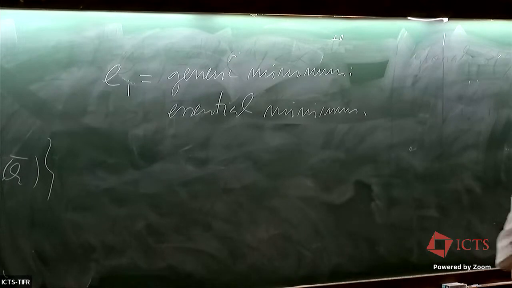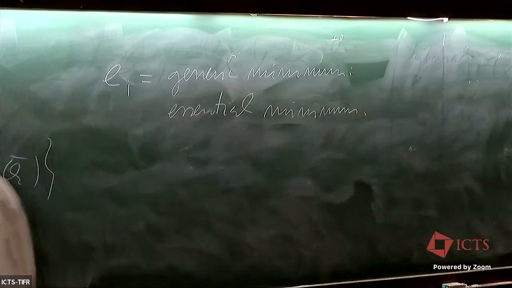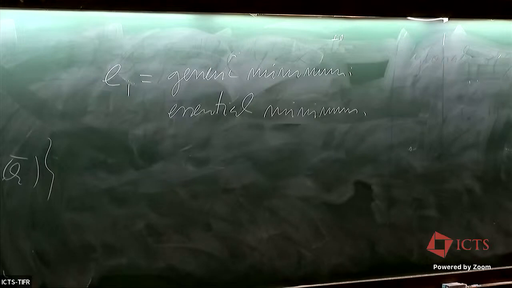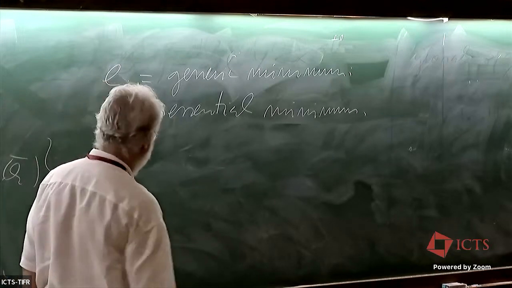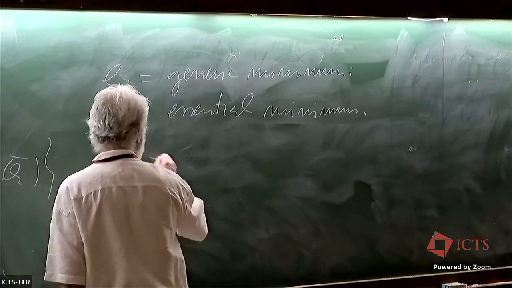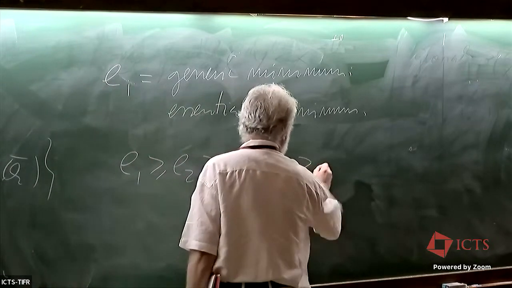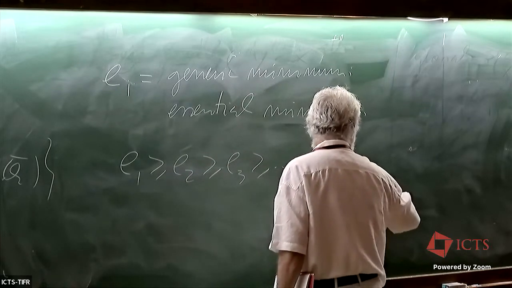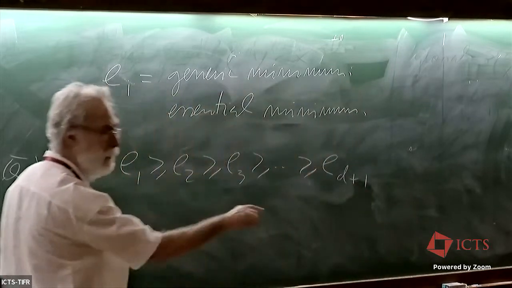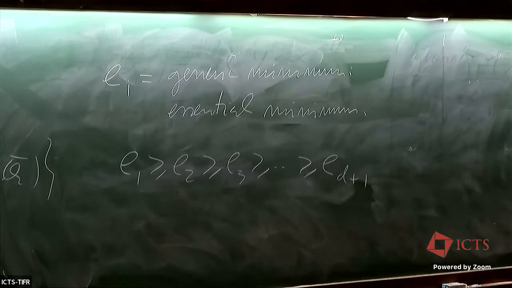Okay, is it clear? This minimum is the absolute minimum, and at the other extreme, e one is the generic one. And what also is clear is that e one is bigger or equal than e two, is bigger or equal than e three, and so on until I reach e D plus one. So we have this inequality. And then there is a theorem.